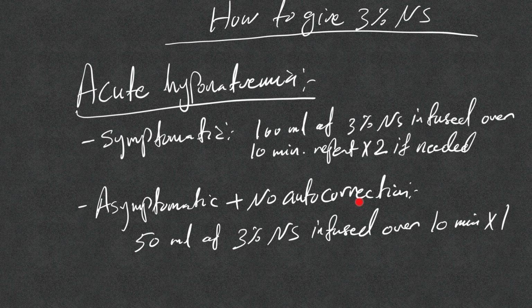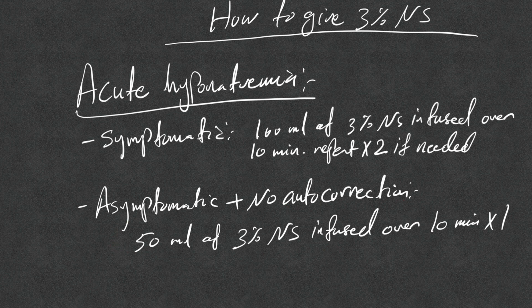Asymptomatic with no autocorrection, as we explained, you repeat the sodium level in 1 hour, and if there is no improvement or decline, here we give only 50 ml of 3% infused over 10 minutes times 1. Now repeat the sodium level in 1 hour or 2 hours as we explained. If there is still decline, then you may repeat this again. The goal is to prevent further decline. That's the whole goal or the concept behind giving 3% to asymptomatic with no autocorrection in acute hyponatremia.